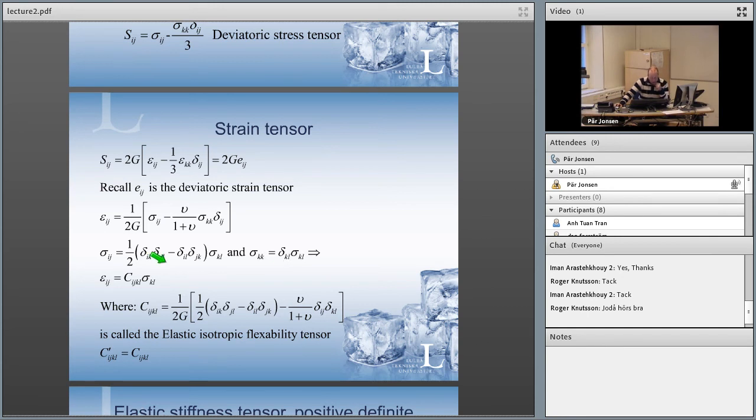Also, if you have an elastic isotropic material, this flexibility tensor will be the same if you rotate your material. It doesn't matter.